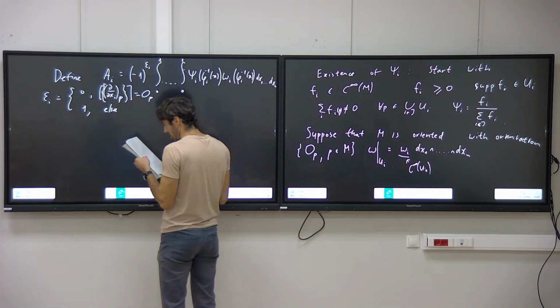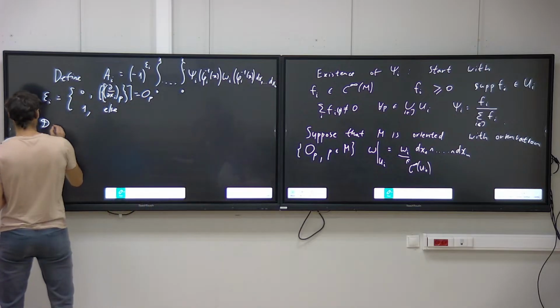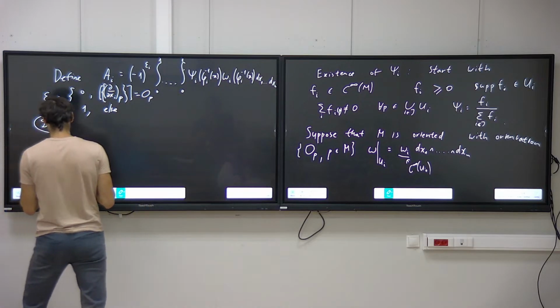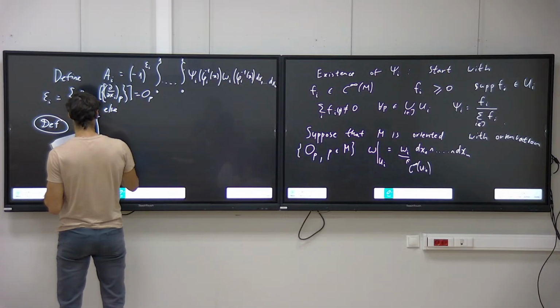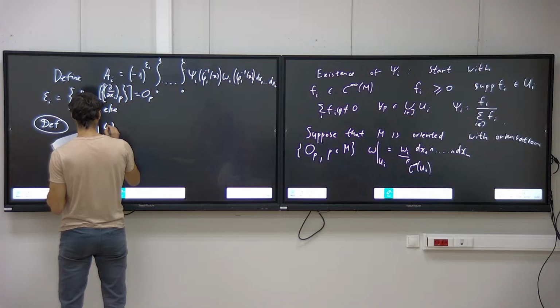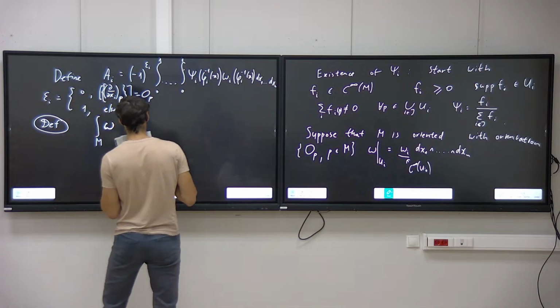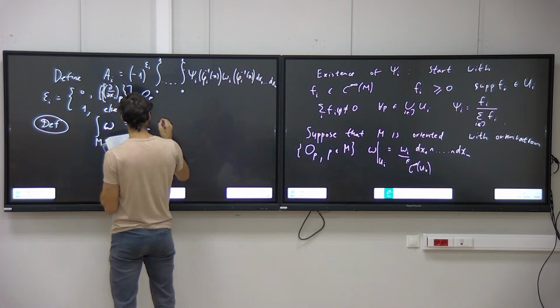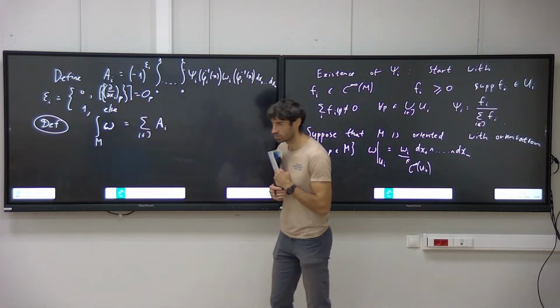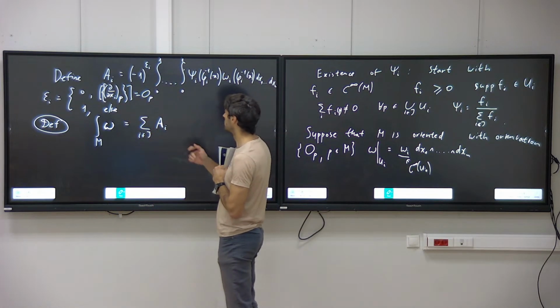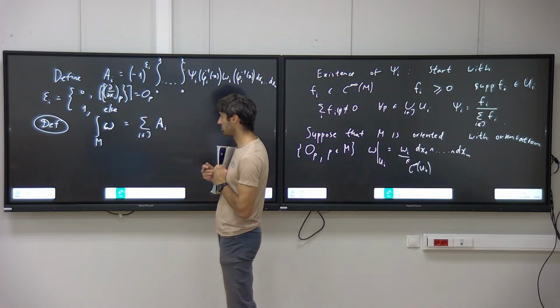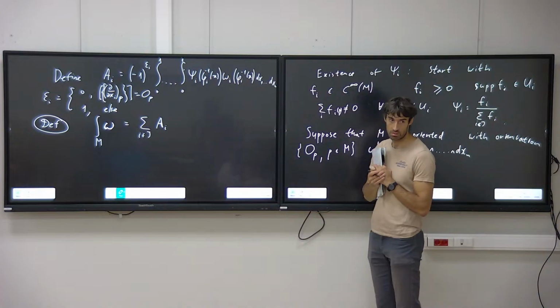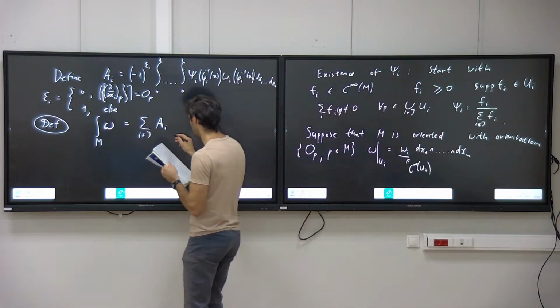All right. Then I just define the following number: the integral over M of omega is the sum over ai, from J. So these are some numbers, and I can sum them with this finite sum.